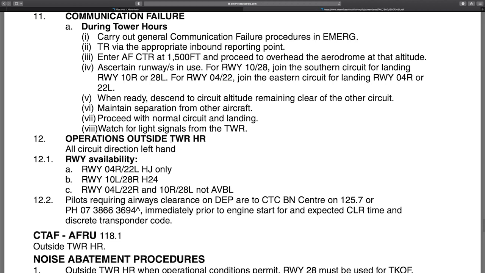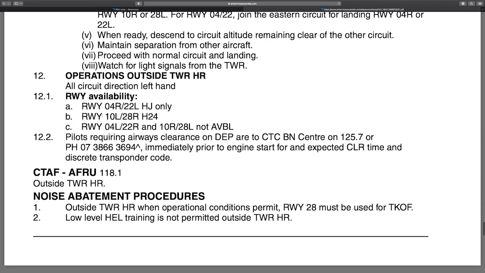A circuit direction left hand is the standard circuit for aircraft that are operating in and out of the aerodrome outside tower hours. And the runways that are available are 04 right and 22 left, which is HJ or daylight hours only. We have runways 10 left and 28 right, which are available 24 hours a day, so day or night. We have runway 04 left and 22 right and 10 right and 22 left that are not available.